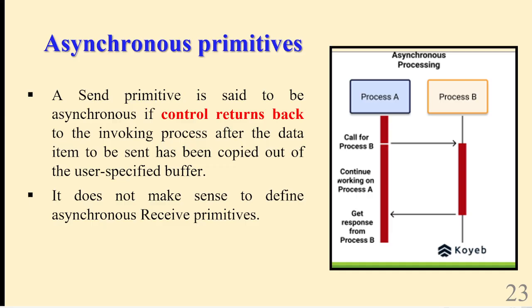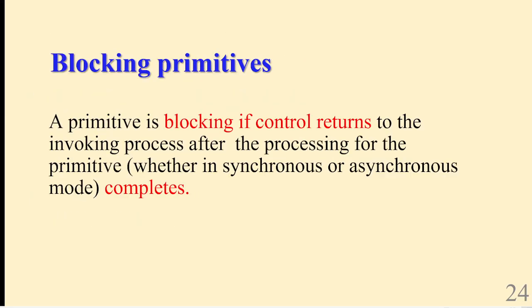It will not wait for the response from B. It will continue working on process A itself. The process A will continue working whatever task it was doing. That is asynchronous primitive. Then comes blocking primitive. Yeah, this is something which you might get confused between blocking, non-blocking, synchronous and asynchronous. So just listen to this carefully.